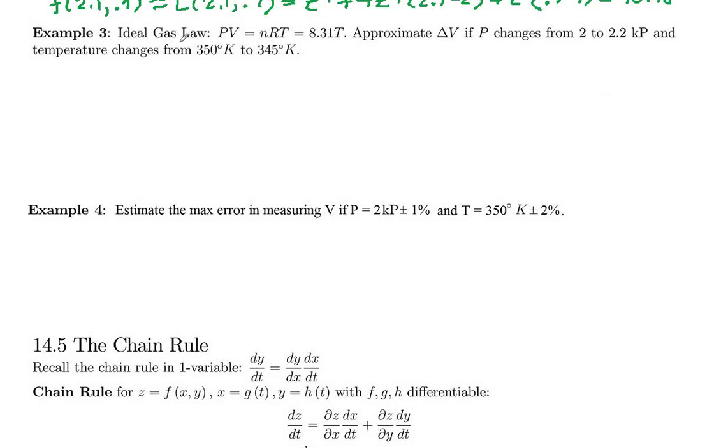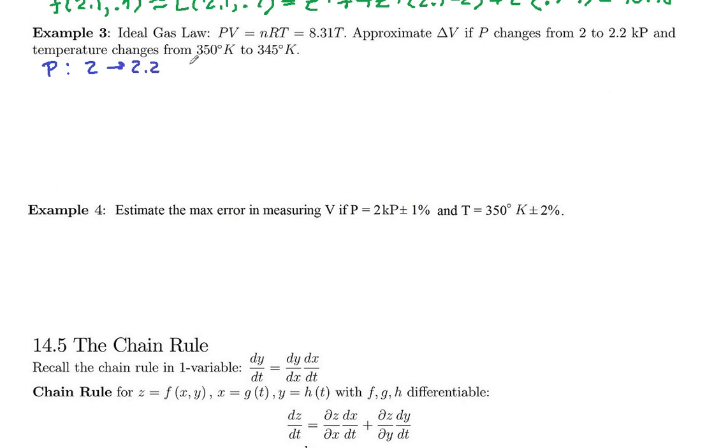So next up here, we're looking at the ideal gas law. PV equals nRT, and then n times R is approximately 8.31. R is your gas constant here. And we are going to approximate the change in volume if the pressure changes from 2 to 2.2 kilopascal, and then temperature changes from 350 degrees to 345. So first of all here, your pressure is going from 2 to 2.2.